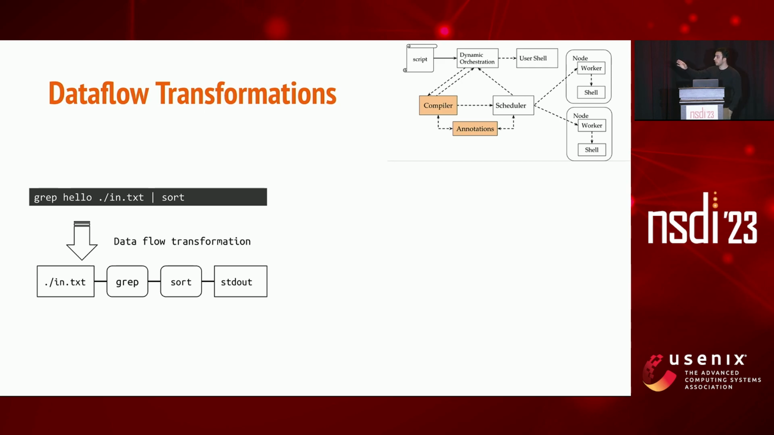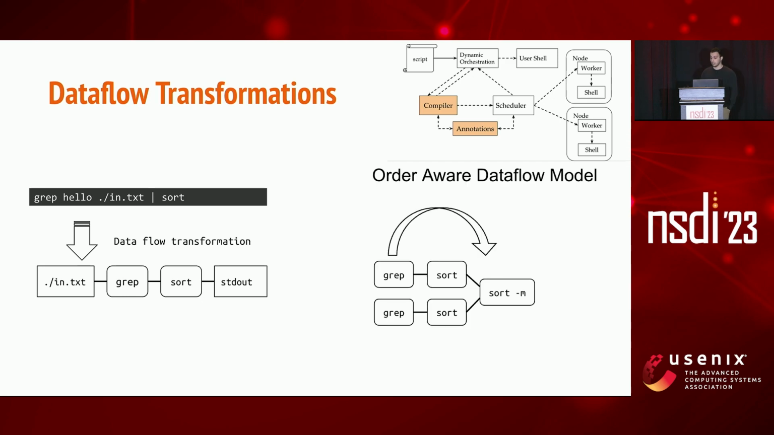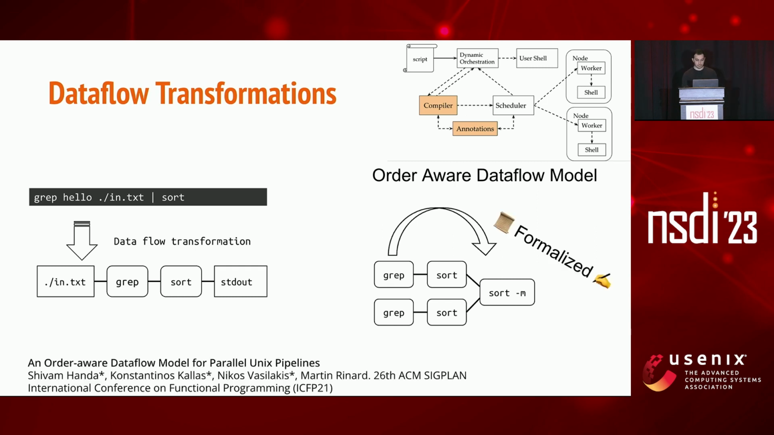So this data flow graph has an input, which is in.txt. Then there's a grep, then there's a sort, and then there's standard output. After that, the compiler applies our parallelizing transformations. These transformations turn your data flow graph from a sequential data flow into a parallel data flow. Finally, and this is formalized, you can check it out in our ICFP paper.